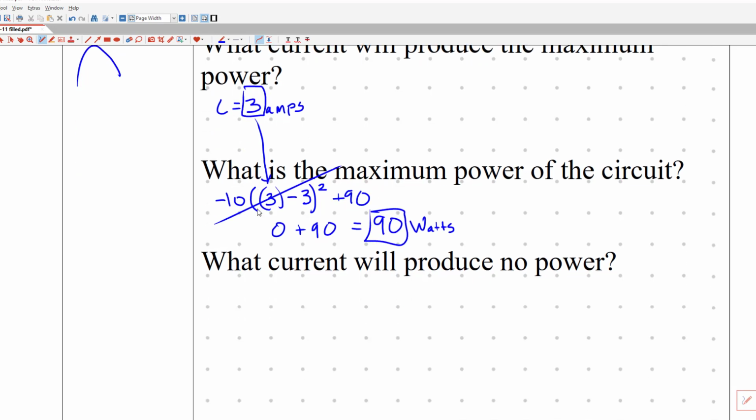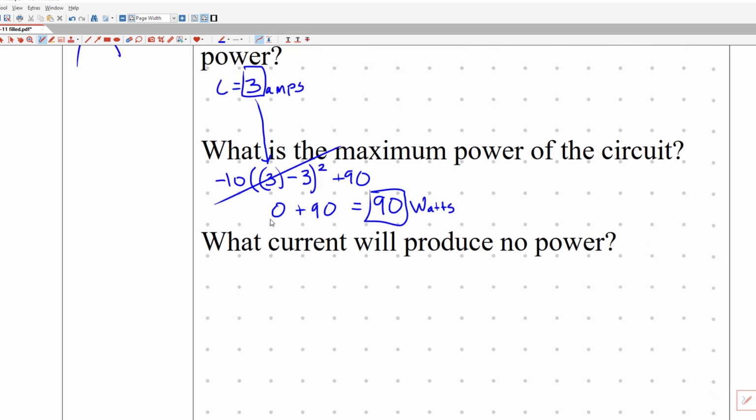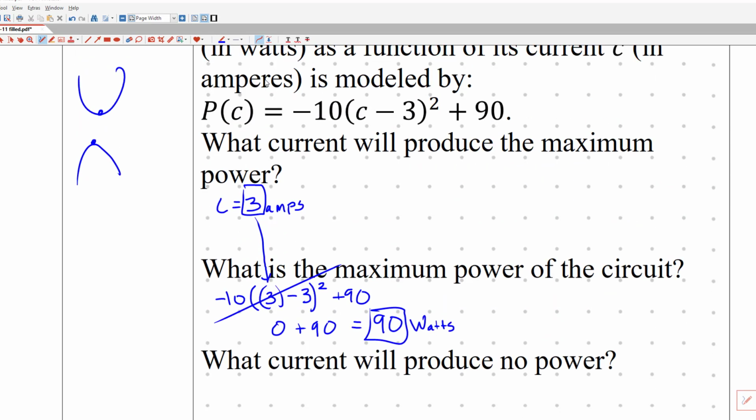And what current will produce no power? This is a much harder question. No power, and again, this P of C represents power. So set this equal to 0. That's what it means to have no power. So our new equation down here will be 0 is equal to -10 times the quantity of C minus 3 quantity squared plus 90. So I need to figure out what C value here will give me 0 power, and it's essentially just solving this thing.